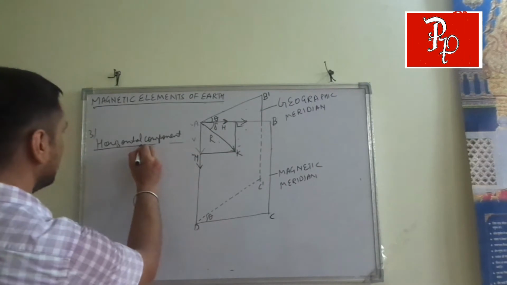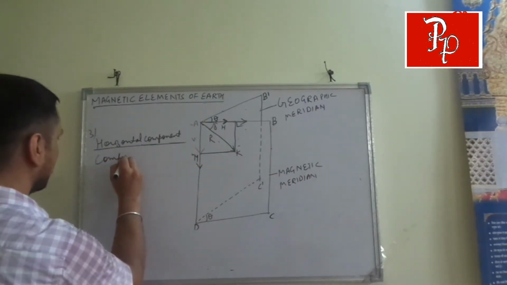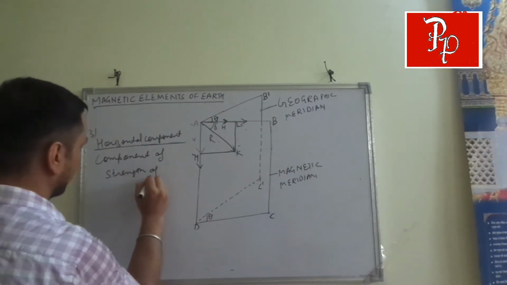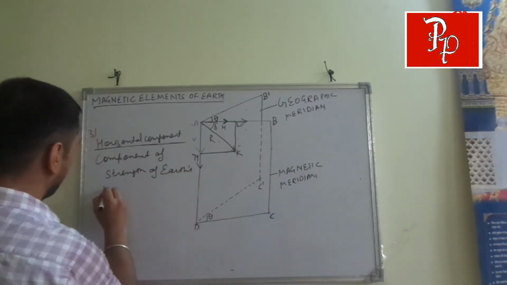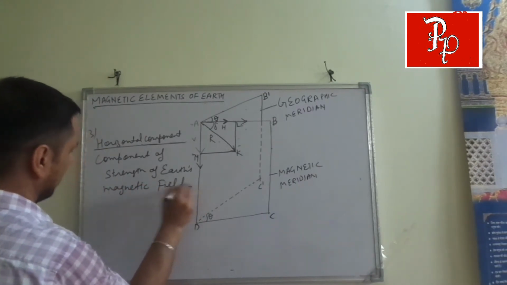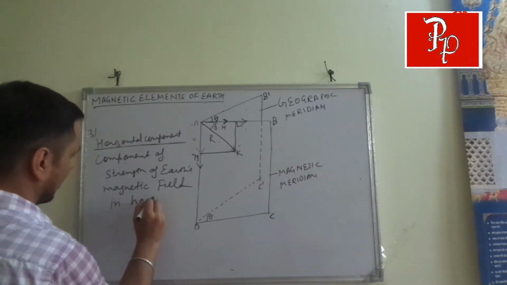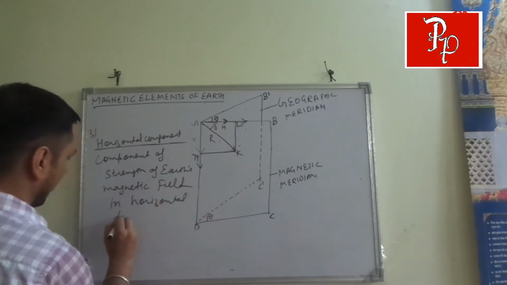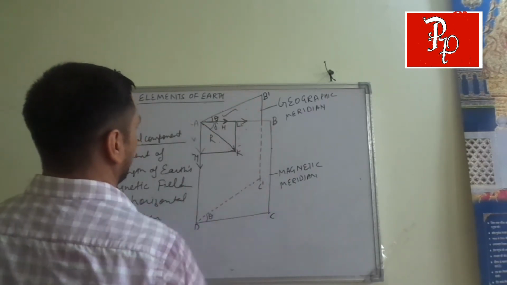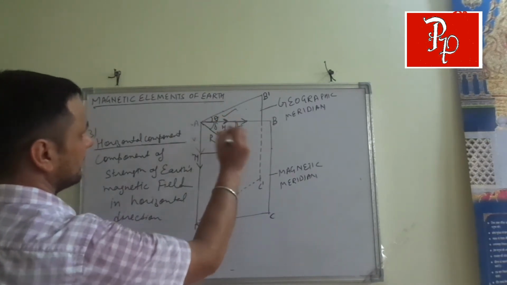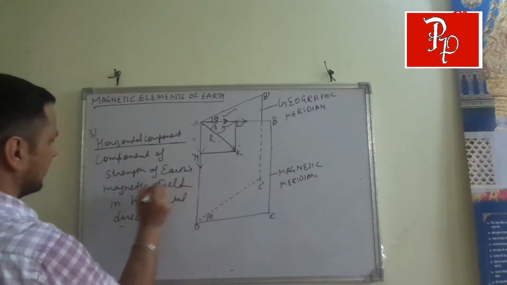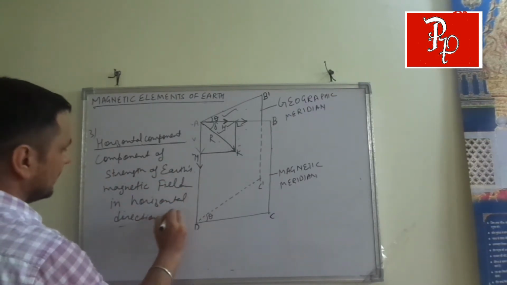Now, horizontal component of strength of Earth's magnetic field, that is, Earth's magnetic field in horizontal direction. This is the third component of magnetic elements. So theta, angle of declination is there, angle of dip is there, and H here, horizontal component of strength of Earth's magnetic field in horizontal direction.